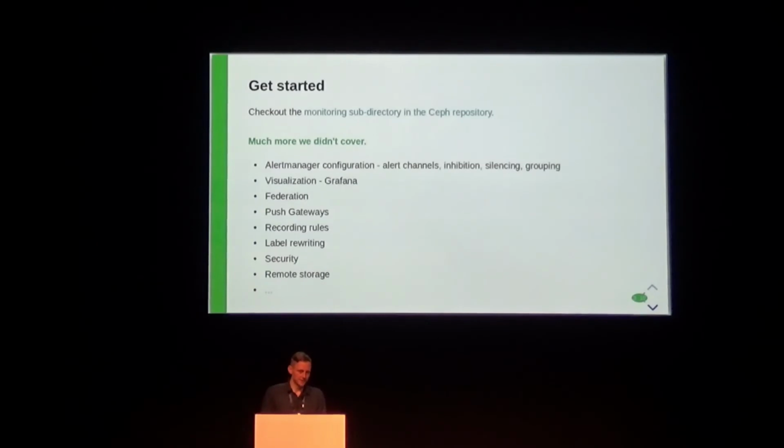Federation can be interesting, where Prometheus instances scrape other Prometheus instances. There's some nice things you can do with that. Push gateways are interesting for things that are like one-shot operations, and you want to get some metrics about these. Recording rules, label rewriting. There's a whole bunch of stuff that you can get into.